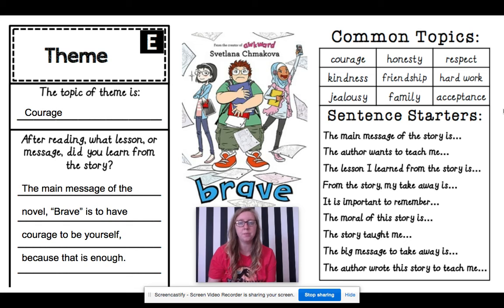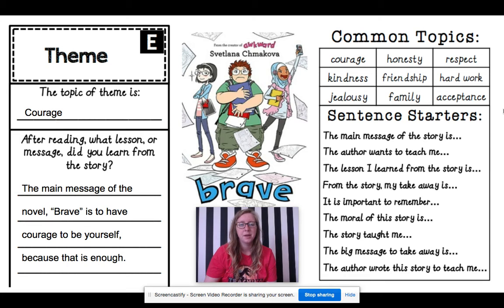So here's my example. I read this book, Brave. I love it. It's the cutest story of all time, and I'm probably going to have you read it sometime throughout the year, so prepare yourself. However, I have a main character. He really struggles to go through middle school and try to find kind of like friends who are really accepting of who he is.